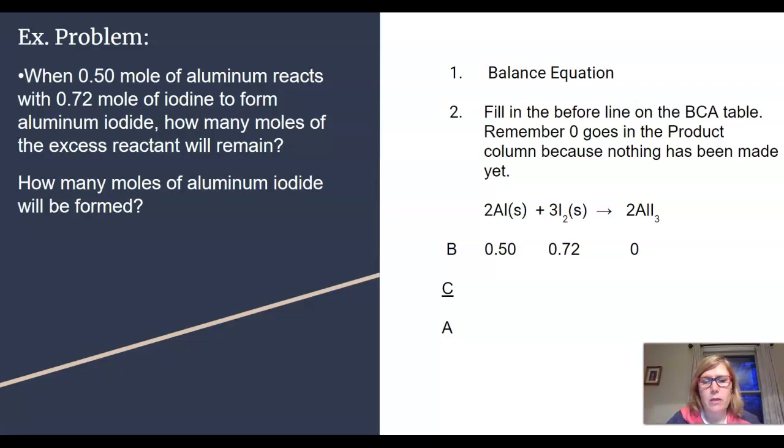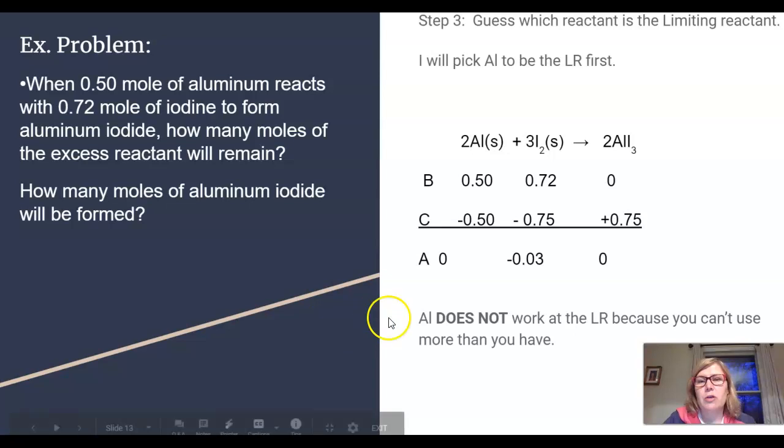Maybe if you pick the wrong one, and it's okay, it's just some simple math you have to go back and do. So if you look over here, I pick aluminum to be the limiting reactant. So I'm going to use all 0.5 moles of aluminum up. And I'm going to divide it by 2 and multiply it by 3 because those are the coefficients. So 0.5 divided by 2 multiplied by 3 will give you 0.75 moles.